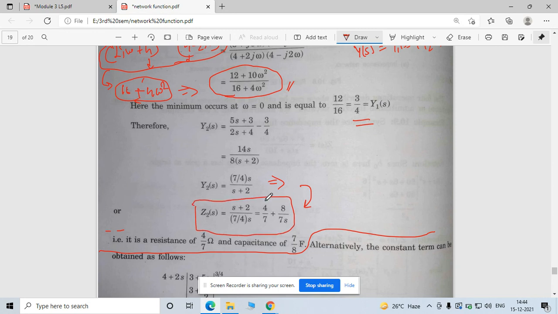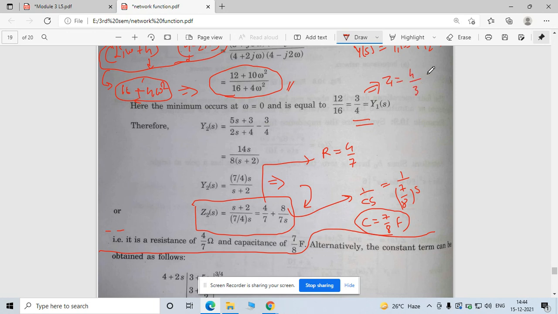Now from this you can say that this is your resistance, right? R is nothing but your 4 by 7, and what is represent is C, right? 1 by cs is nothing but your 1 upon 7 by 8 into s. So from this, what is the value of C? Is nothing but a 7 by 8 farad, right? Now if you calculate this, find out this, now you can represent this in terms of z1. What is the value of z1? Is 4 by 3 ohm.